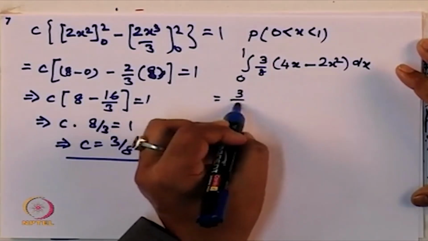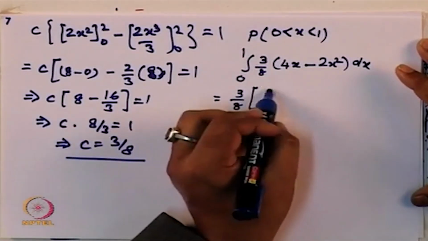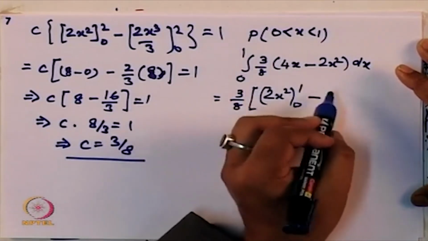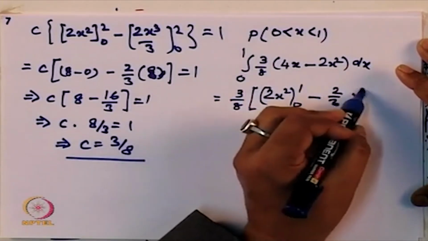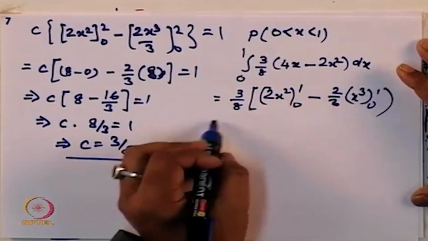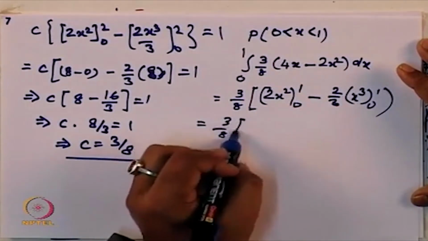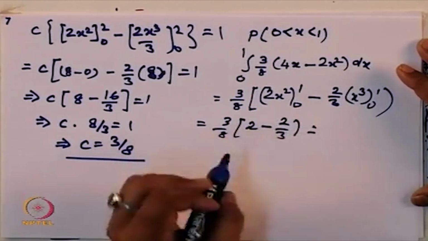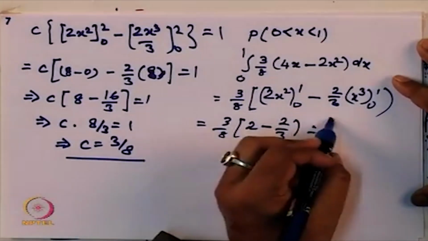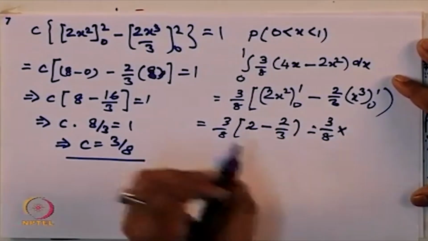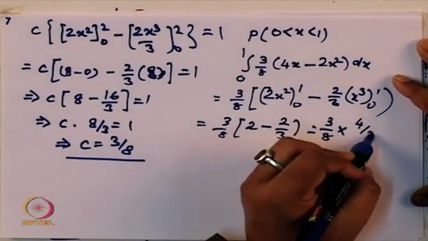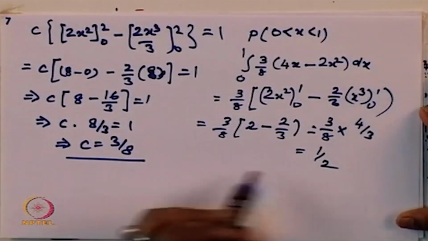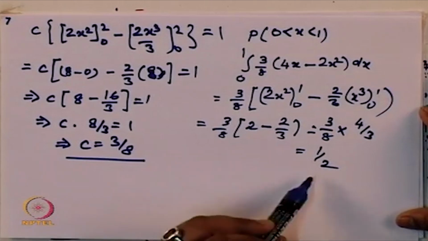This will give me 2x square, 1 minus... equal to 3 by 8, 2 minus 2/3, 6 minus 2, 4 by 3. Equal to 3 by 8 into 4 by 3, equal to half. Okay. So, the probability that 0 is less than x less than 1 you can calculate.